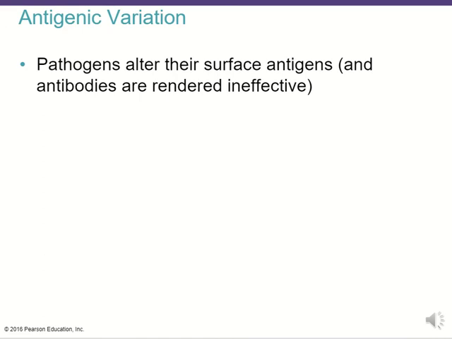Antigenic variation. This is when pathogens alter their surface antigens and antibodies are rendered ineffective against that particular pathogen. This is something that happens quite commonly with the common cold, which is very effective at changing the antigens on its surface so that antibodies the body originally produced are no longer effective at registering the presence of that modified common cold virus.